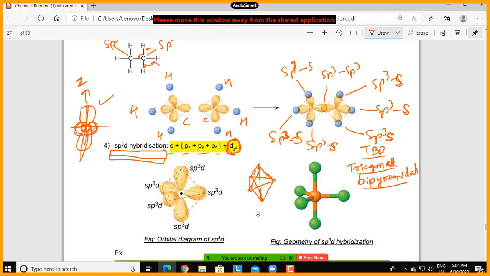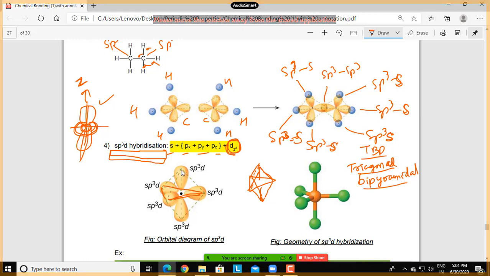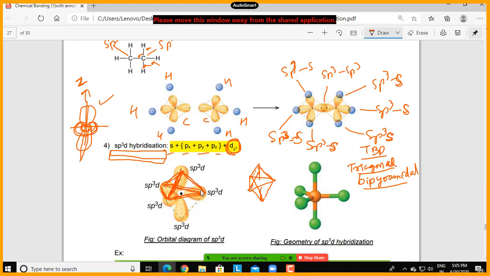What shape? Trigonal bipyramidal, like this. See, this is in one triangle, and above it one pyramid is there. You can draw a pyramid if you join. Is it clear? See, this is the pyramid. Have you seen a pyramid? So this is a pyramid. Similarly, one more pyramid is below it.